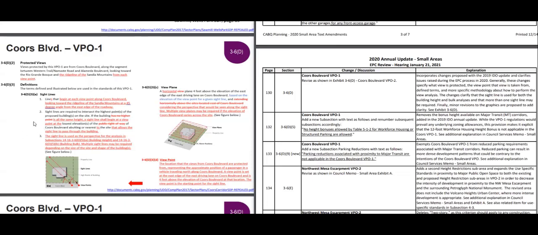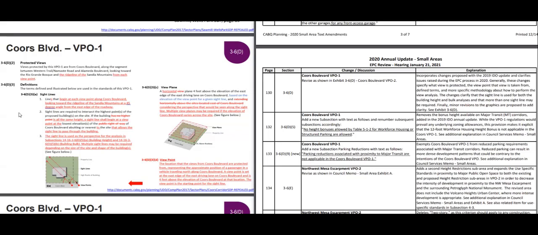So we'll just jump over to here and read through these changes. The VPO begins with a subsection called Protected Views, that reads: views protected by this VPO are from Coors Boulevard along the segment between Western Trail, Nomads Day Road, and Alameda Boulevard, looking towards the Rio Grande Bosque and the ridgeline of the Sandia Mountains from each viewpoint. So that's specifying the views protected begin at a viewpoint, and you look towards the east towards the mountains and the bosque.